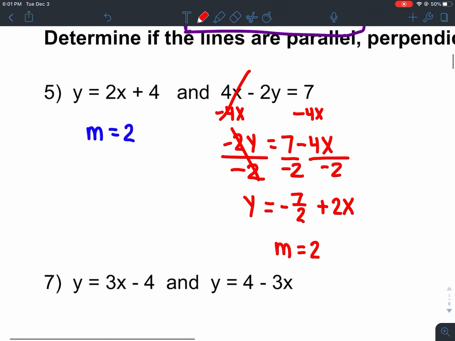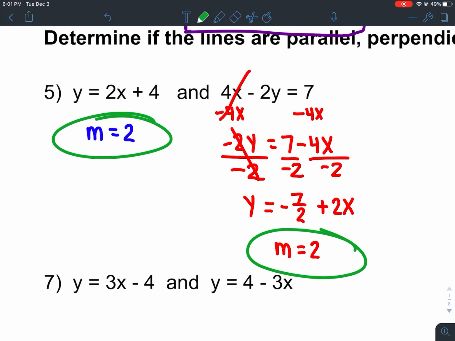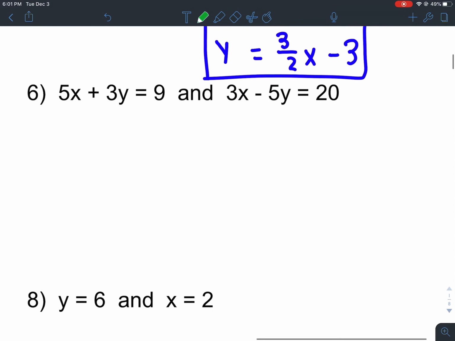So now looking at both of these slopes, what do you notice? They're exactly the same. They're the same number, which means that they are parallel. Parallel slopes are the same slope. Moving on to number 6.